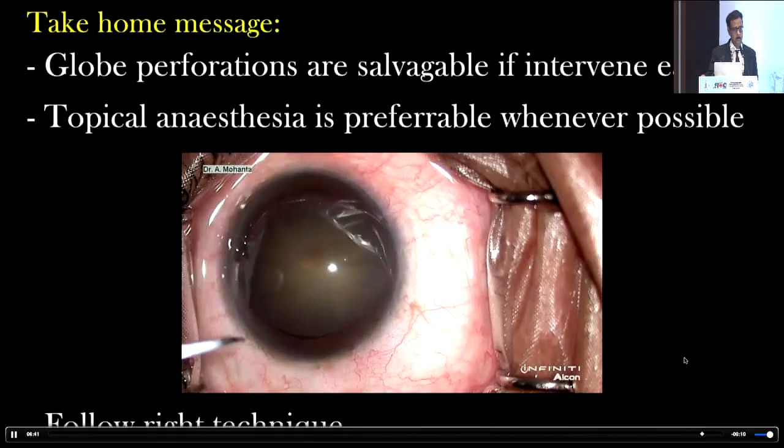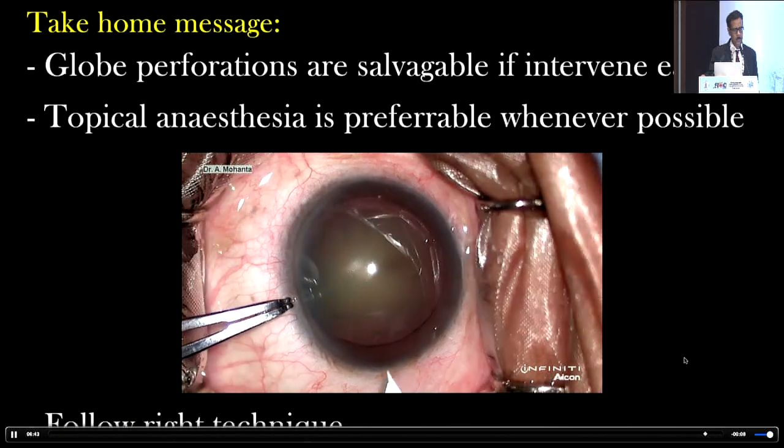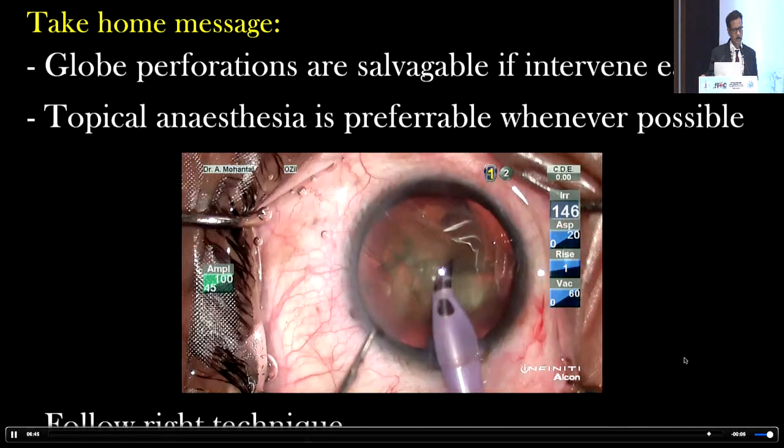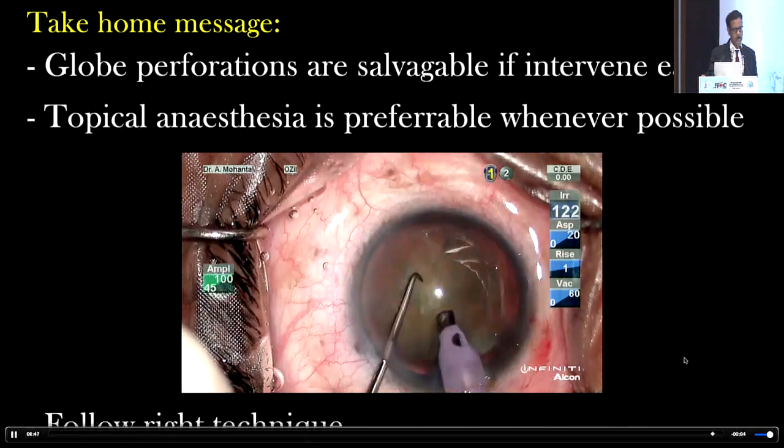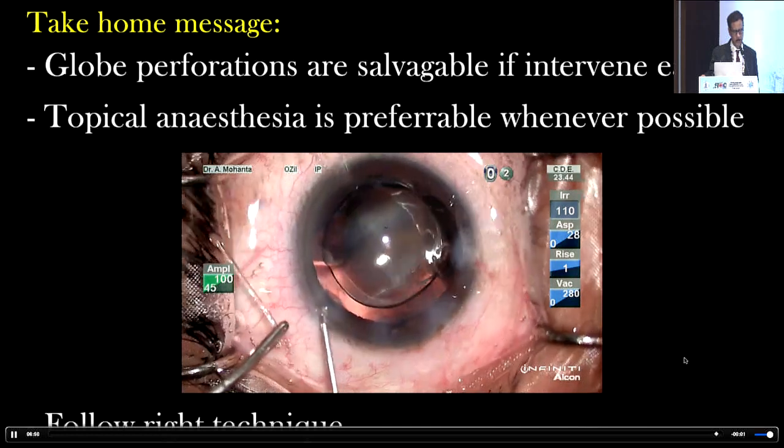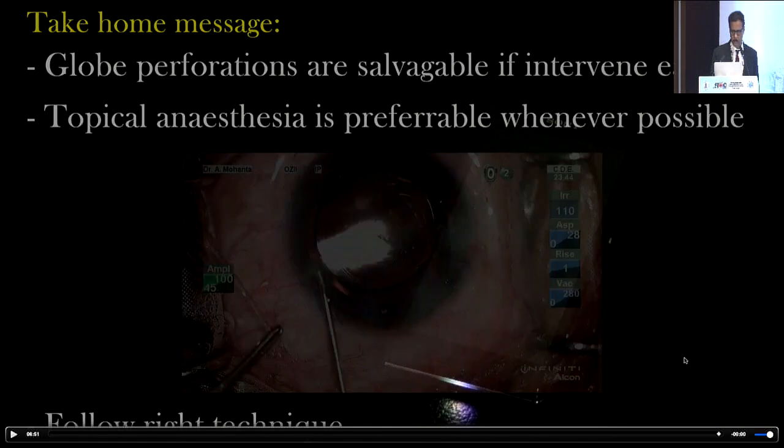So, globe perforations are salvageable if intervened early. Topical anesthesia should be the preferable mode of anesthesia. Whenever possible, one should follow the right technique and the right site for periocular anesthesia. Thank you.